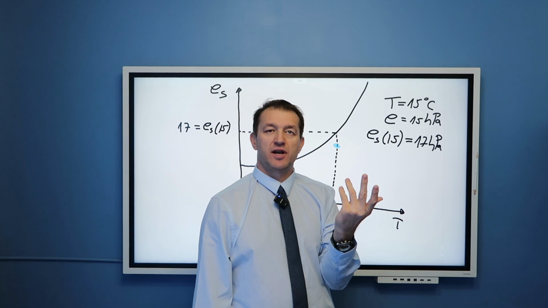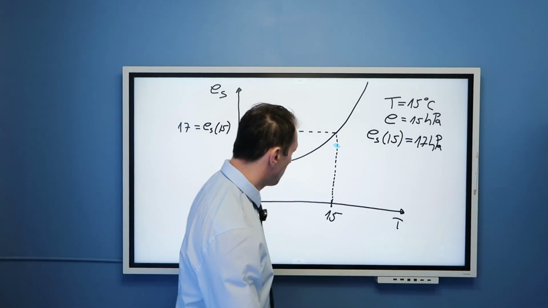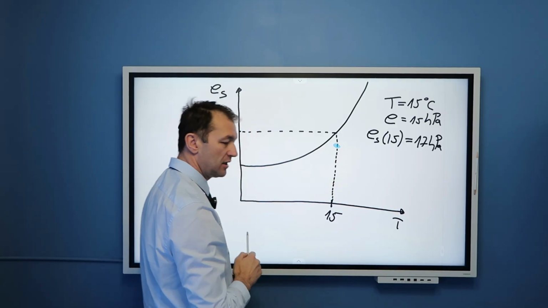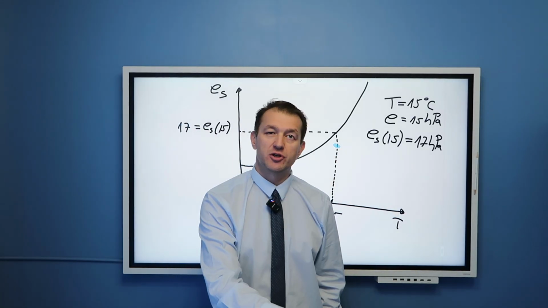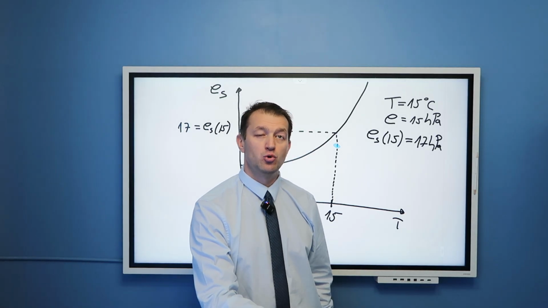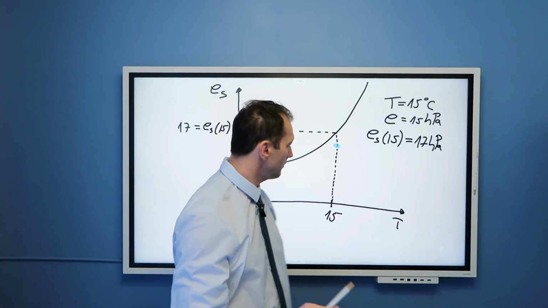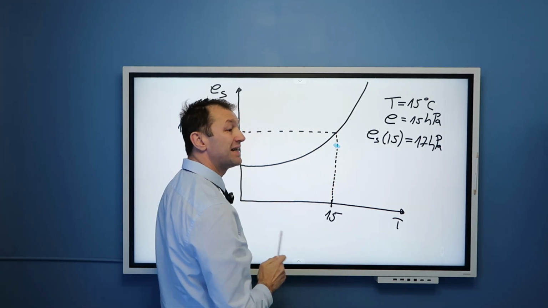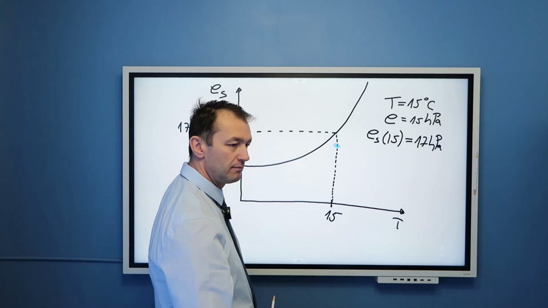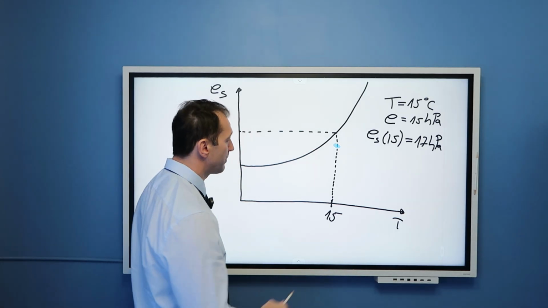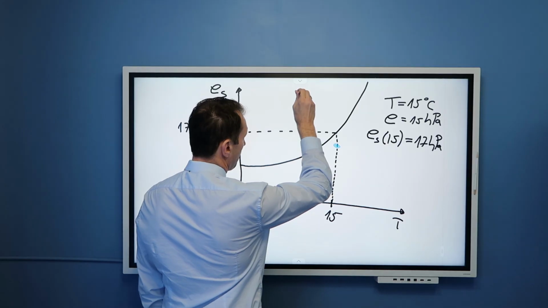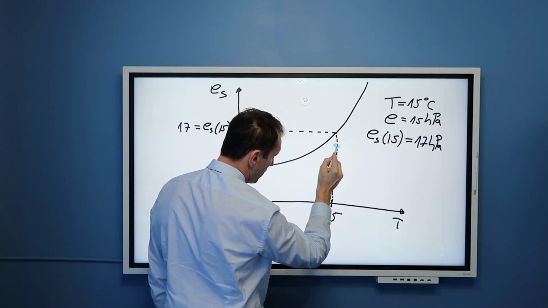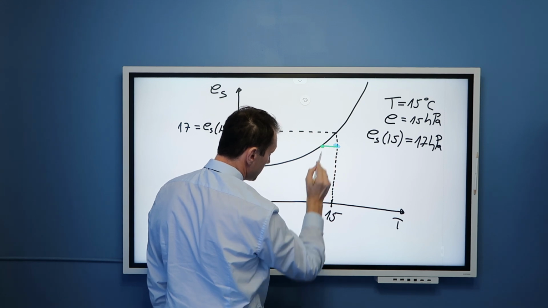So how can I get saturation? Two options. Option number one, add more water vapor to the air to reach 17 hectopascals, and you will get saturation. That's not so interesting in this video. Option number two, key statement: do not add water vapor to the air, but decrease the temperature of the air. How much should you decrease temperature? Look at this beauty. Decrease temperature this much to reach this line.